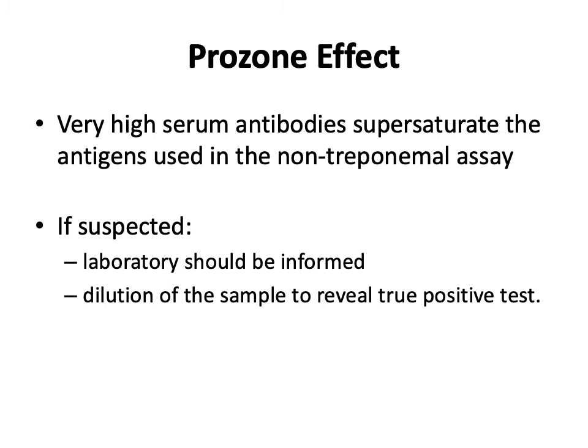Very high serum antibodies can supersaturate the antigens used in the non-treponemal assay. If this is suspected, the sample should be diluted. Case in point, a 43-year-old woman has a clinical diagnosis of secondary syphilis, but has a negative non-treponemal rapid plasma reagent test, or RPR, with a titer of 1:1, being undiluted. The clinician suspects the non-treponemal test is a false negative and requests the lab to repeat the test.